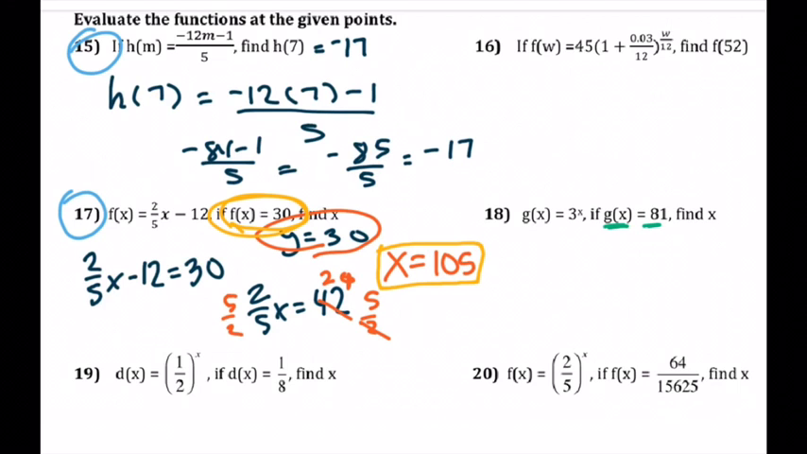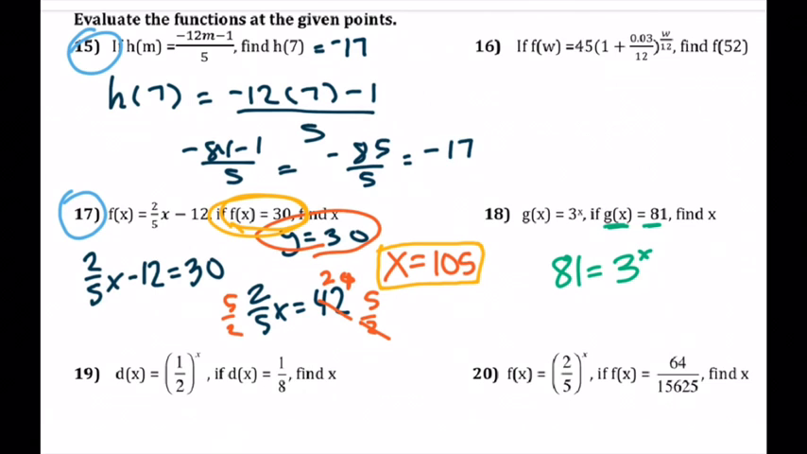What will I do? 81 is equal to 3 to the x power. At this point, you guys do not know how to solve for an exponent that's a variable. That's not something you're going to learn for a couple of years. And so right now, the only thing you can do is say, well, 3 to what power is 81? And you can start guessing numbers.